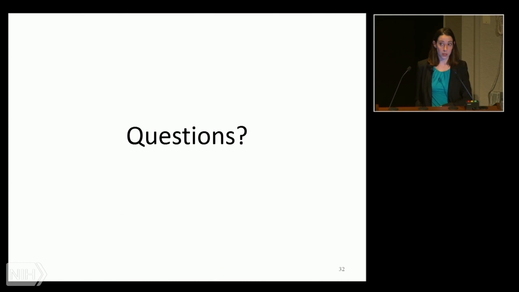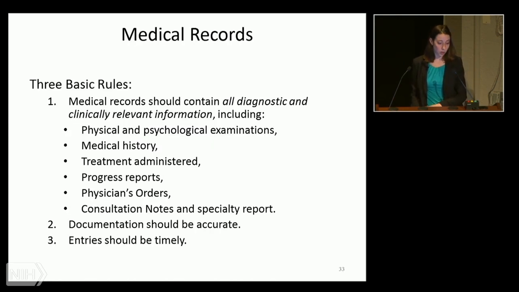So that wraps up our discussion about children and research. And so now we can go on to talking about medical records. So basically, medical records should contain diagnostic and clinically relevant information. It needs to be accurate and it needs to be timely. If somebody looks back on it, it needs to give a full picture of what has happened, discussions, lab results, the like.